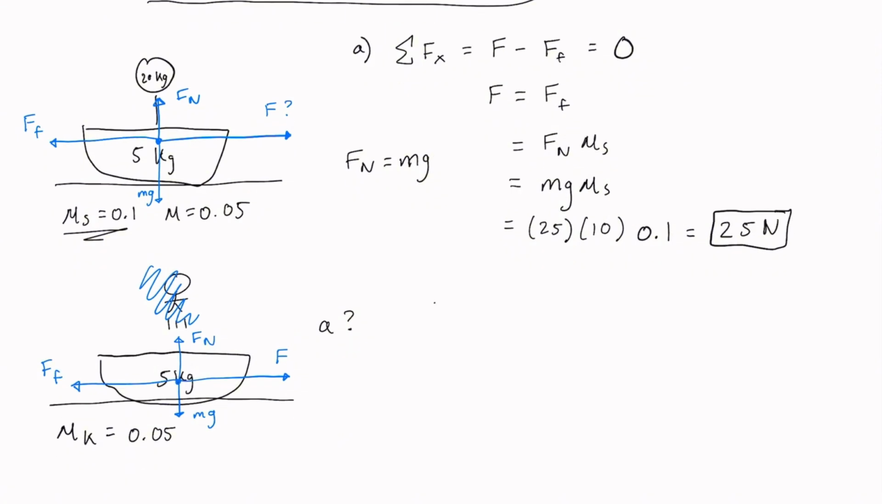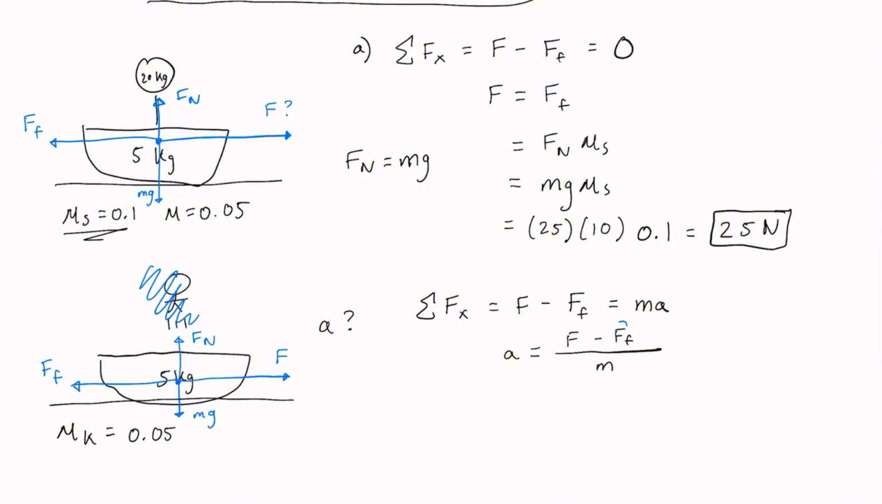Let's start out by writing our sum of the forces. Our sum of the forces in the x direction is equal to F minus the force of friction, and this is equal to ma, since the sled is accelerating. We can isolate a by dividing over the mass to get F minus the force of friction over m.